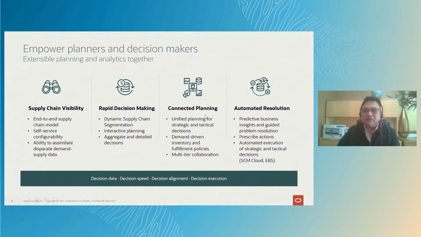Third aspect of decision making is alignment. Just making a decision in a silo does not help. So align horizontally through your multiple tiers and vertically through your organization, from strategic planning to financial planning down to supply chain planning and execution. Demand driven inventory and fulfillment policies: as your circumstances and demand change, be able to adjust in a rule-based way your inventory and fulfillment policies to align to that demand. And as I said, multi-tier collaboration helps you do horizontal alignment to your multiple tiers of suppliers and customers. So decision alignment is key.